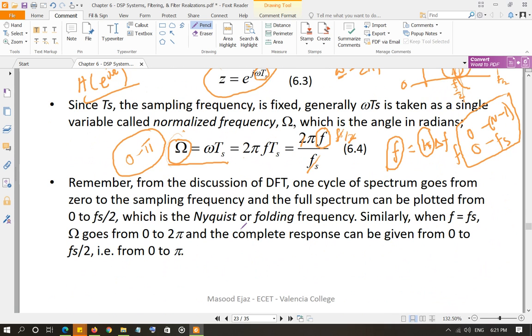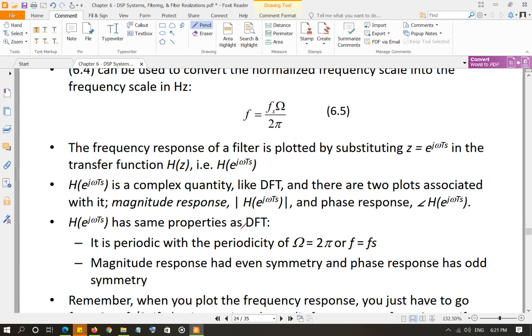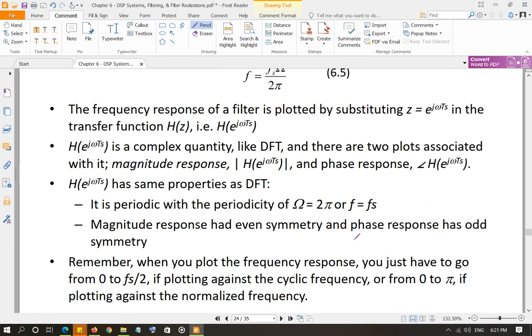All right, this is all the explanation that I just verbally told you. Again, it's periodic. It has the same properties as DFT: it is periodic with a periodicity of omega equal to 2 pi, or f equal to fs. And since H of e^j omega is a complex number, it has a magnitude, which gives the magnitude response versus frequency, and a phase, which gives the phase response versus frequency. So you can have two responses.